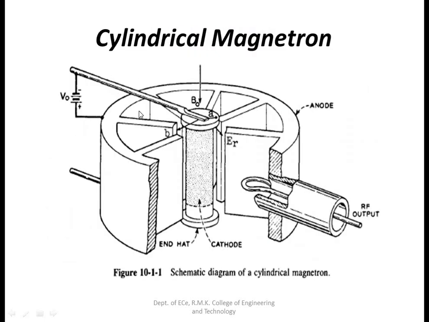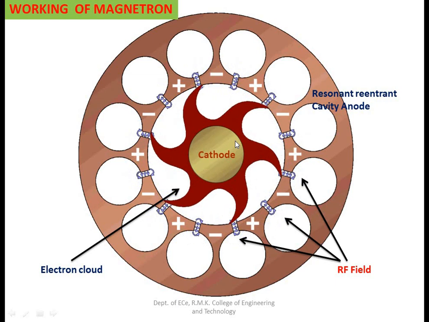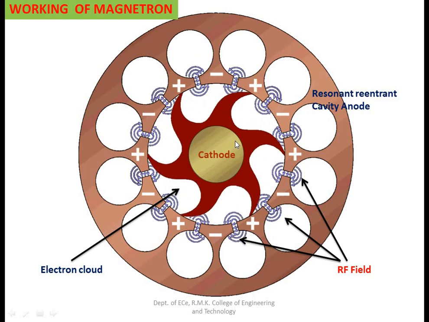In the next diagram it is clearly mentioned: the positive supply is connected to the anode and the negative supply is connected to the cathode. This is the cavity arrangement, and this is called the coupling loop. Here we have the cathode. Now we will discuss, while applying the electric field as well as the magnetic field at various levels, how the electron is formed, how it moves from cathode to anode, and how it interacts with all the cavity anodes. This is a simulation diagram showing the working principle of the magnetron oscillator.